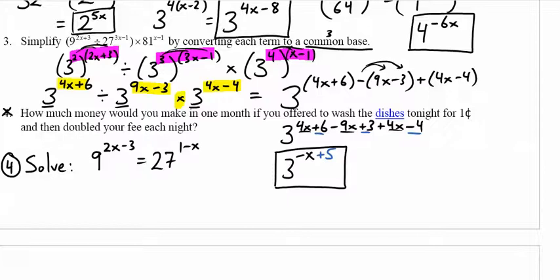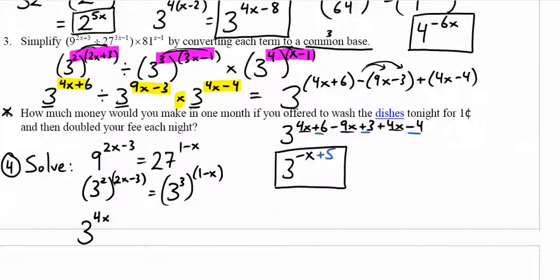Sometimes you're going to see questions like this where you don't have a common base. But here you can see that both of them are powers of 3. So instead of writing 9, you can write 3 squared. And instead of writing 27, you can write 3 cubed. And following the same steps as you did above, we're going to expand the exponents through multiplication.